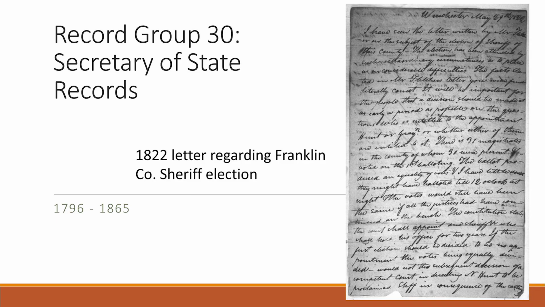Here's an example of one of the items relating to elections in record group 30. This is an 1822 letter that somebody wrote to the Secretary of State regarding concern about the election for the Franklin County Sheriff.